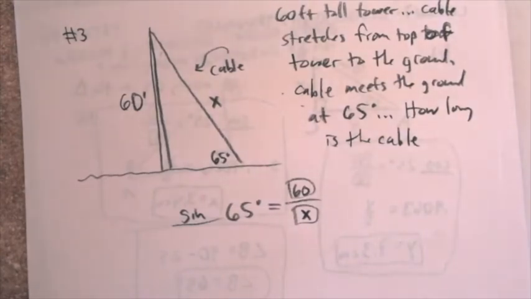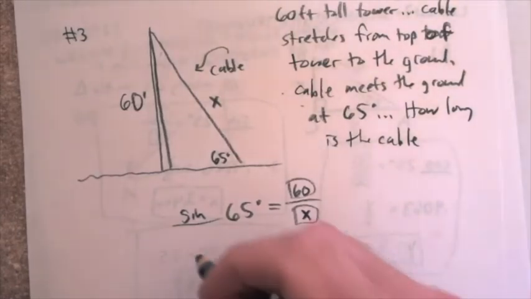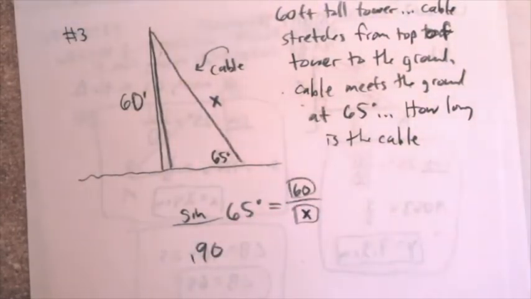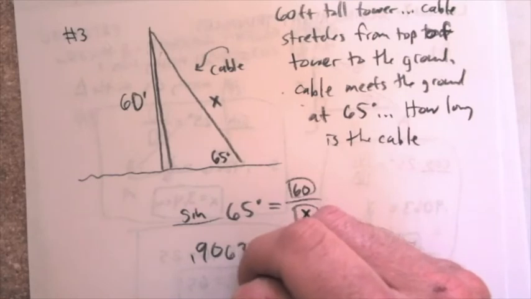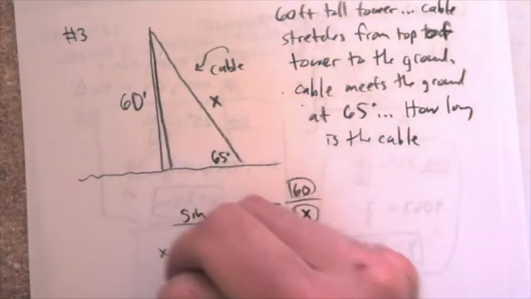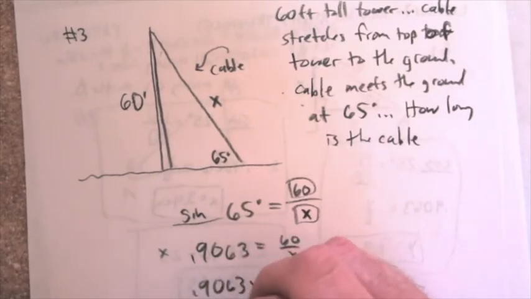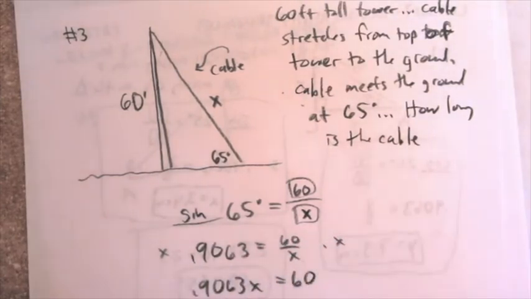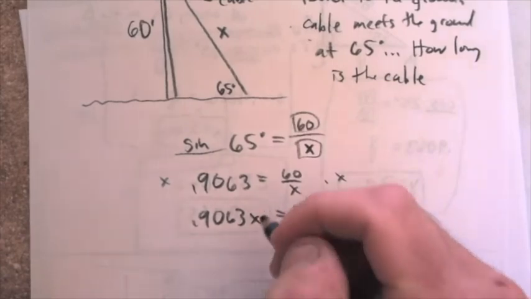Okay, and if you're okay solving that out, you could stop here. Otherwise, if you want to see me work it out, I'll do it quick. 0.9063 equals 60 over x. X is in the bottom, so I'm going to multiply by x. Please show all your steps on your work there so I can see you're really getting it.